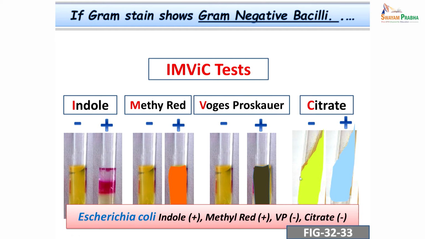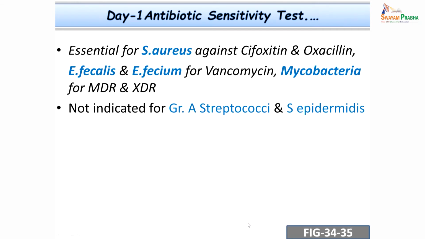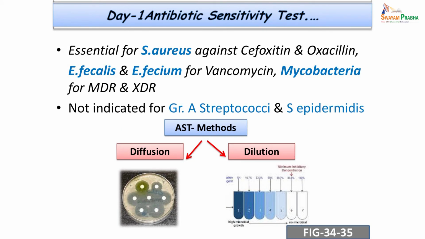For example, here is a test reaction given by Escherichia coli. IMViC reactions of E. coli are shown. This is how we identify the bacteria to their final species level. But what is most important yet to be done in the lab diagnosis is the antibiotic sensitivity test.